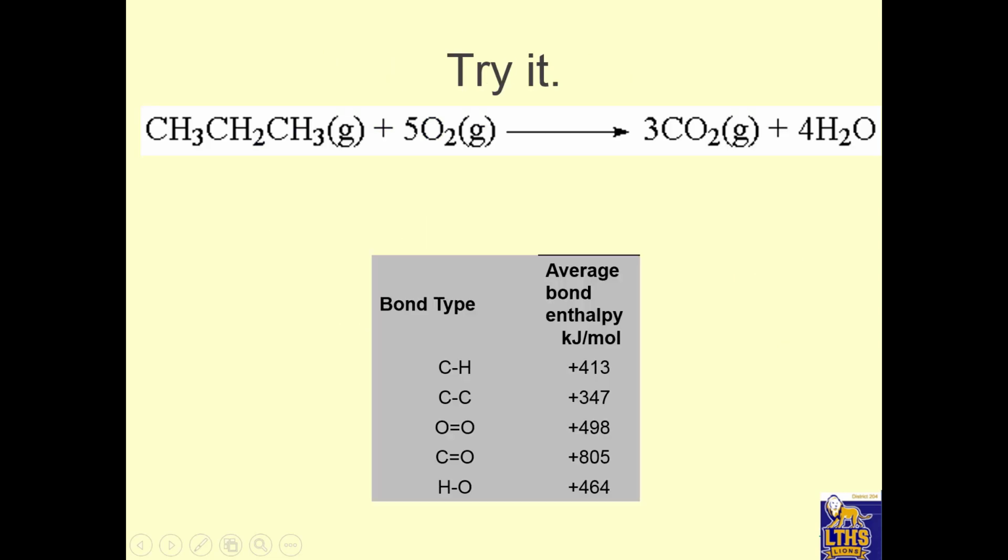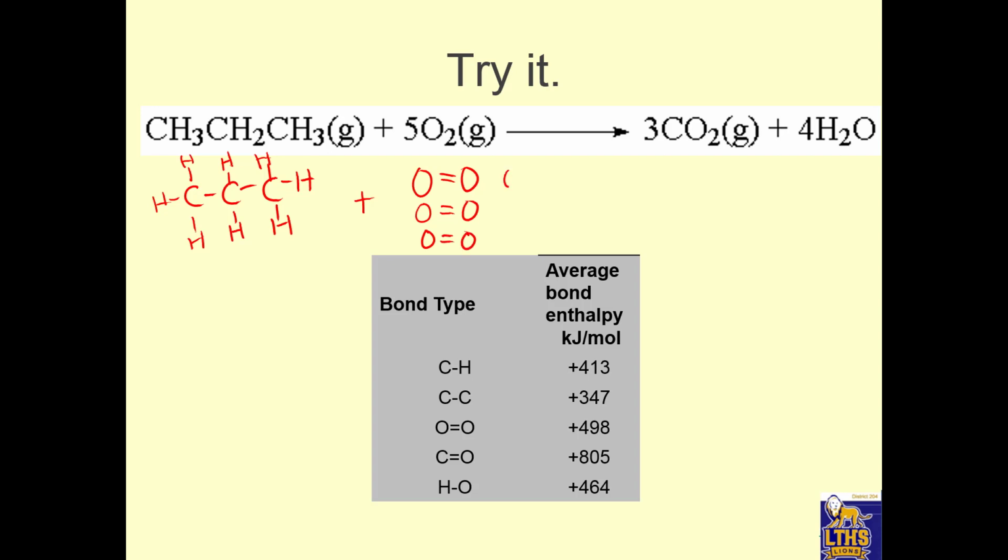Okay, let's try. You guys try this one. I'm going to draw out this molecule for you. So we have 3 carbons. The first carbon has 3 H's. The second carbon has 2 H's, and the third carbon has 3 H's. And oxygens, but there's 5 of them. So we have to draw it 5 times, right? All right, those are the reactants. You got to break all those bonds, and that'll turn into products.